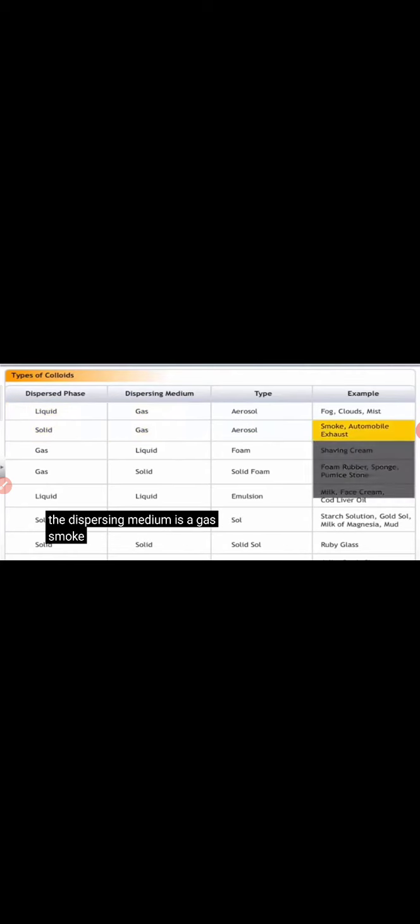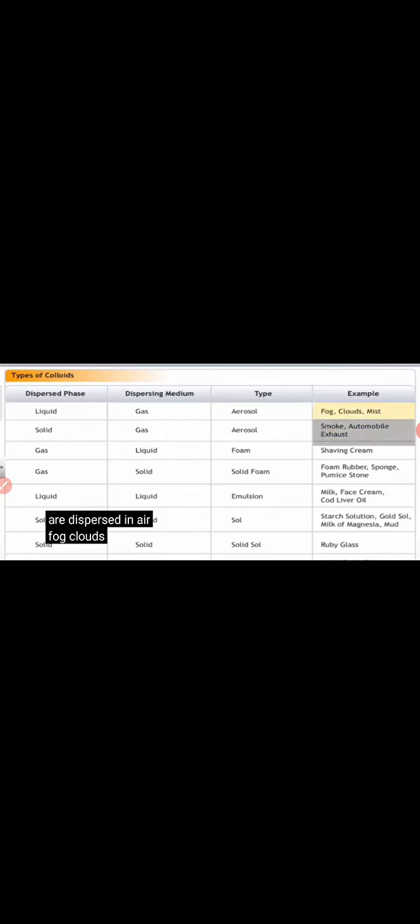There can be many types of colloids. The table shows you examples of colloids based on their dispersed phase, dispersing medium, and type. An aerosol is a colloid in which the dispersed phase is a solid or liquid and the dispersing medium is a gas. Smoke and automobile exhausts are aerosols in which solid carbon particles are dispersed in air.